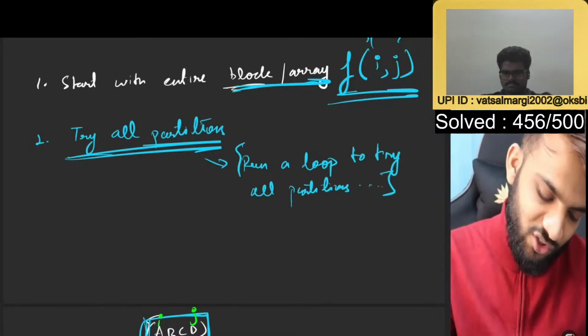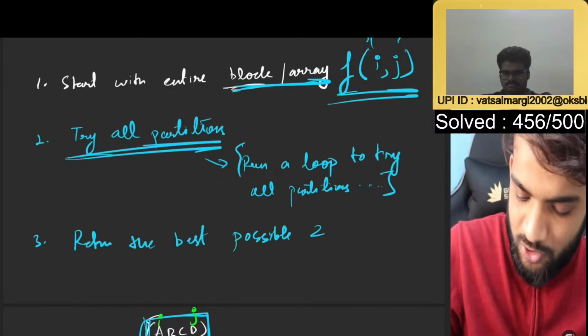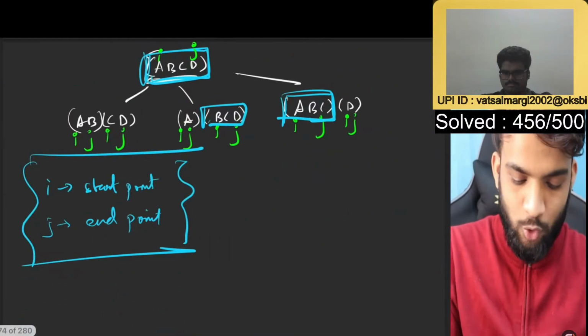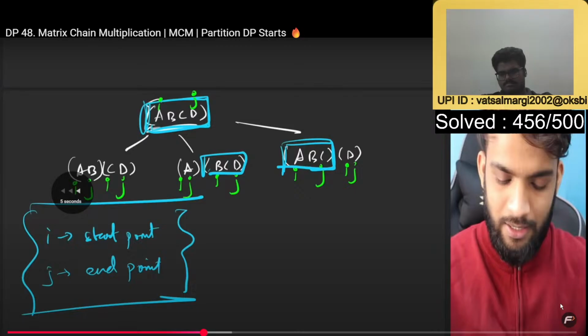Okay, makes sense. Next, rule 3: return the best possible 2 partitions. What do you mean by 2 partitions? Let's understand this.